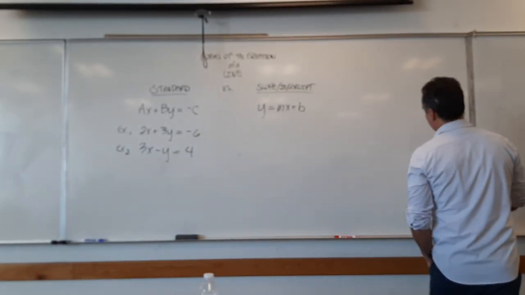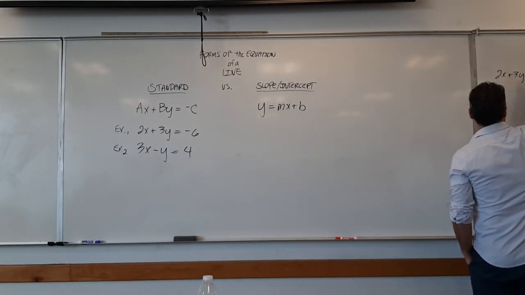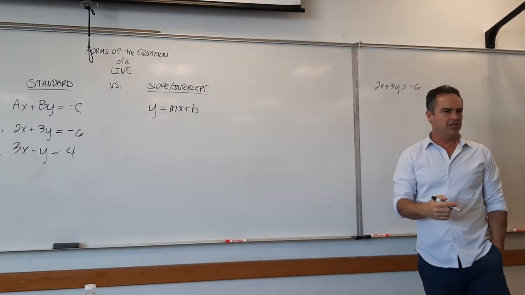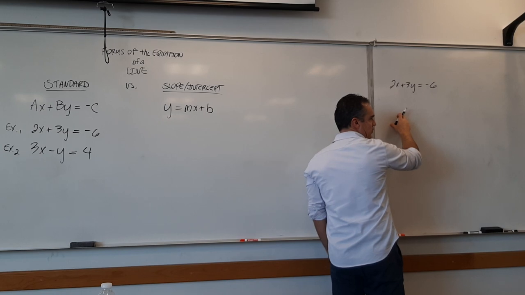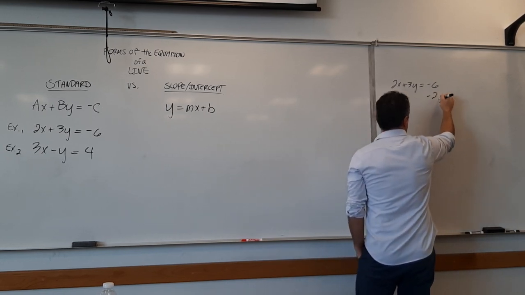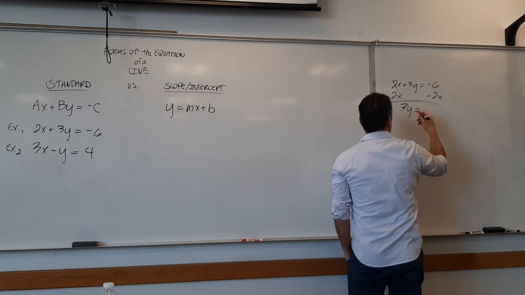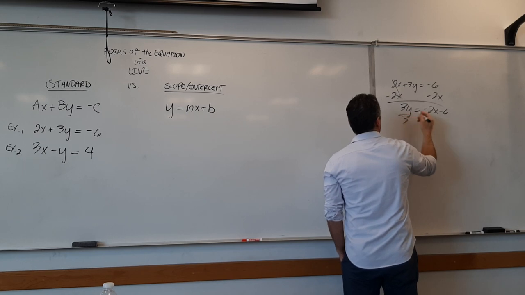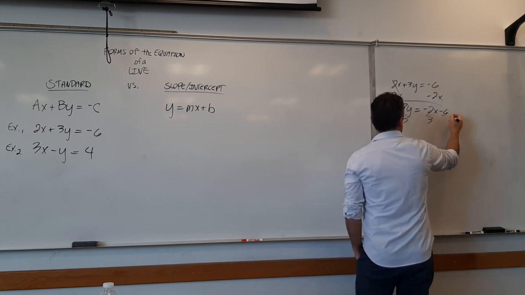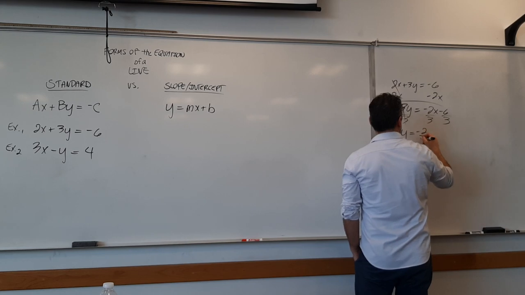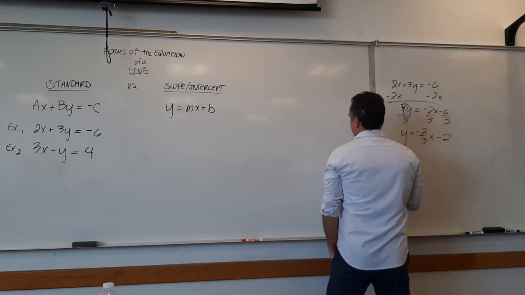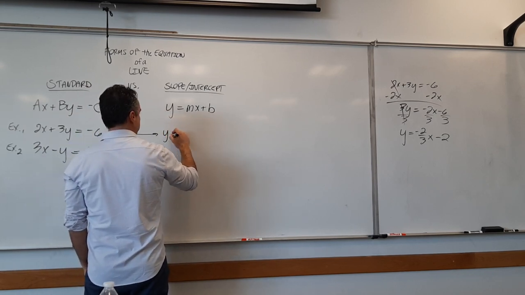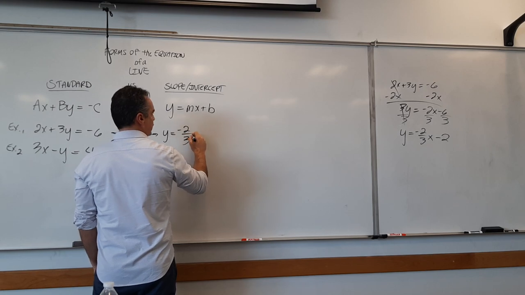Let's convert 2x plus 3y equals negative 6 to y equals mx plus b. You guys tell me what to do to make this a y equals mx plus b statement. What do I do first? Subtract 2x from both sides, very good. 3y equals negative 2x minus 6. Now what? Divide by 3, whole side or each piece? Each term, yep. Y equals negative 2/3 x. Negative 6 over 3 makes negative 2. So the y equals mx plus b counterpart is y equals negative 2/3 x minus 2.